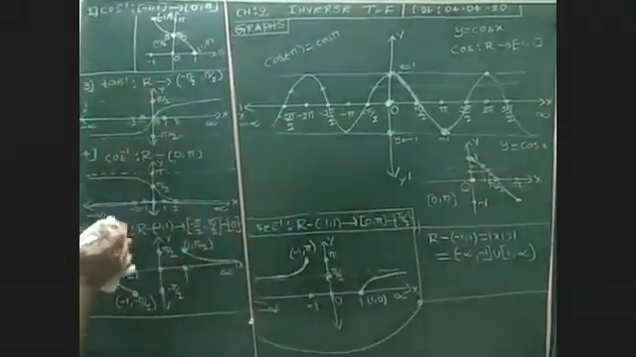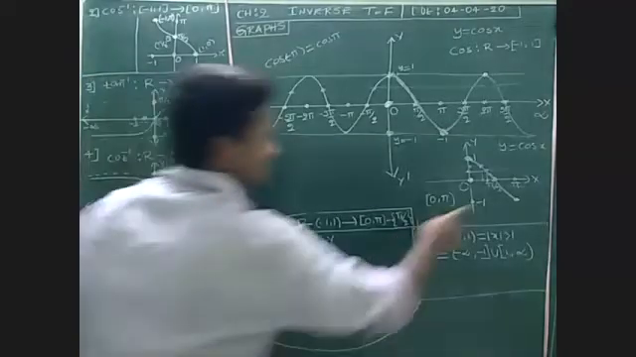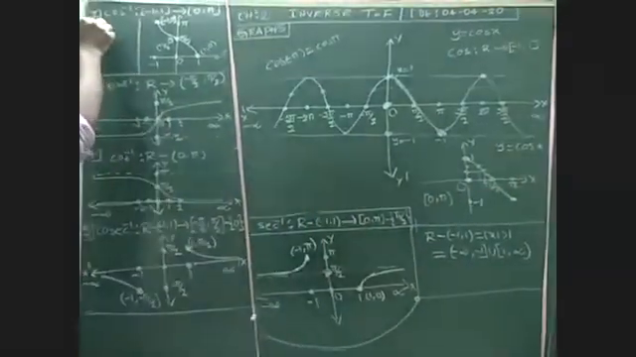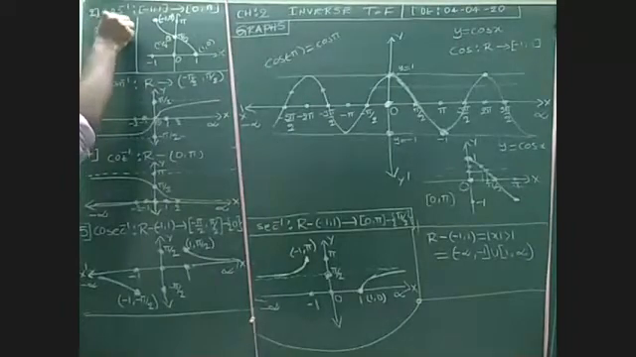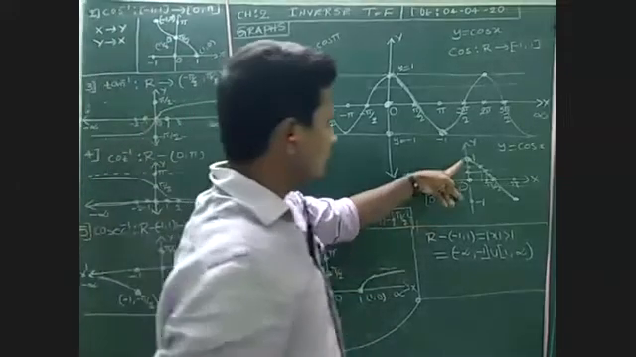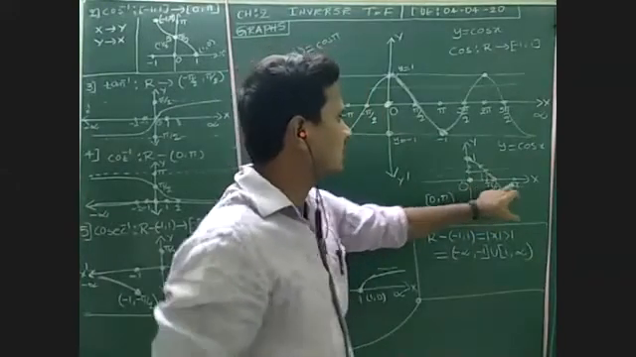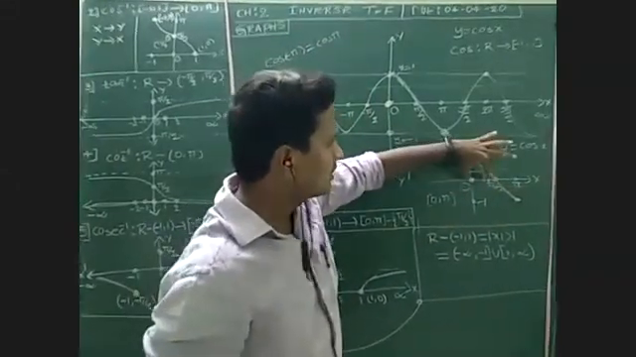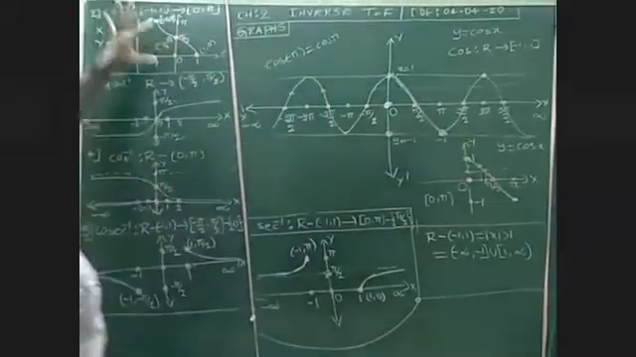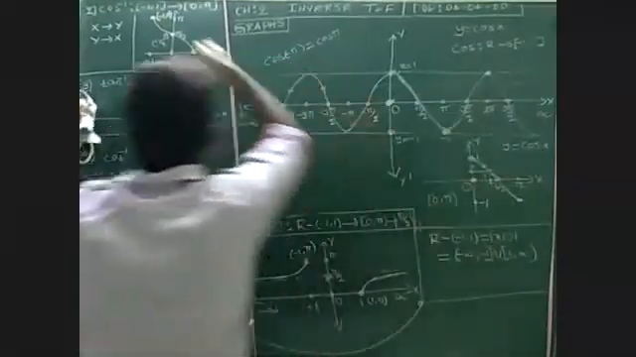Now to find the inverse of cos x, there are only 3 steps. This is the x-axis; I want to change it as the y-axis, and the y-axis I want to change as the x-axis. That's it. On the x-axis we have the values 0, 90, 180. I want to take these x-axis values on the y-axis: 0, 90, 180.